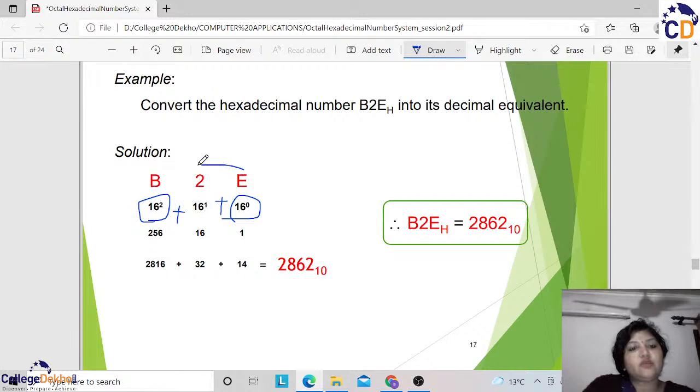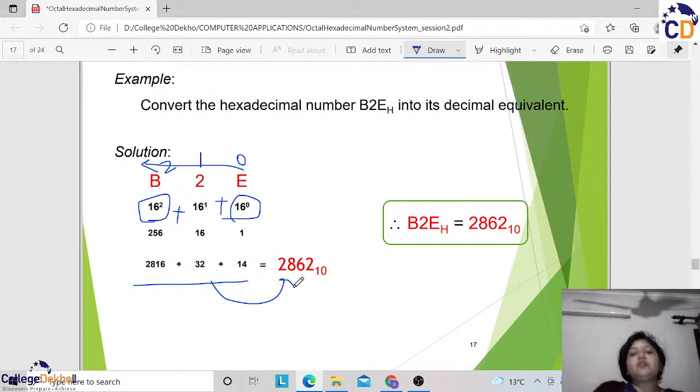So this is very, very important. Weighting factors are assigned from right to left. This is 0 position, this is 1, and this is 2, right? So by adding all these values, you will be getting the decimal number, that is 2862, right?